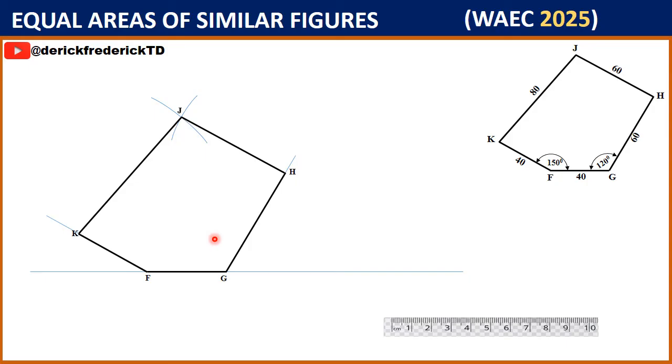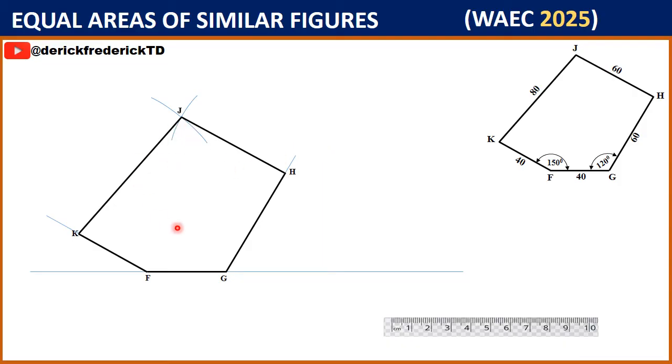We'll convert this polygon to a triangle of equal area with this polygon. Then we'll convert that triangle to a rectangle of equal area with this polygon, or the triangle. Then finally, that rectangle we're going to convert into a square. So that's how it works.